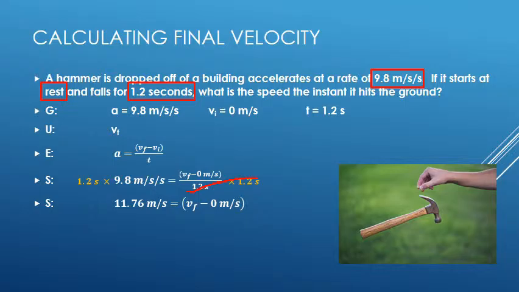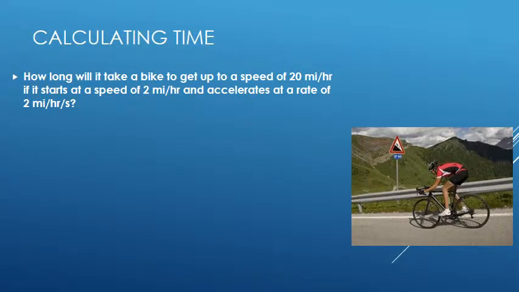But if that number wasn't 0, I would have to still do some algebra. The algebraic step I would take, since I'm subtracting 0, is simply to add 0. Adding 0 on both sides and simplifying, we're just going to be left with final velocity is equal to 11.6 meters per second. Let's do one more example.